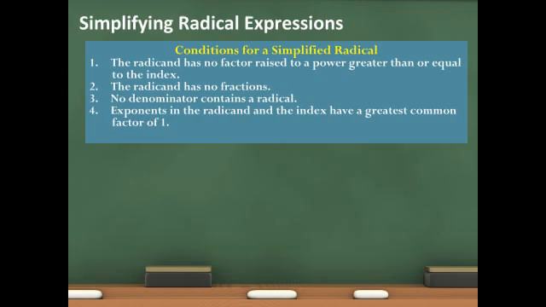When you are given a radical expression, it is important that you be able to determine whether or not the radical is simplified. There are 4 conditions you need to look for to determine if a radical is simplified. Condition 1 states that given a radical, the radicand, the number inside the radical sign, has no factor raised to a power greater than or equal to the index.